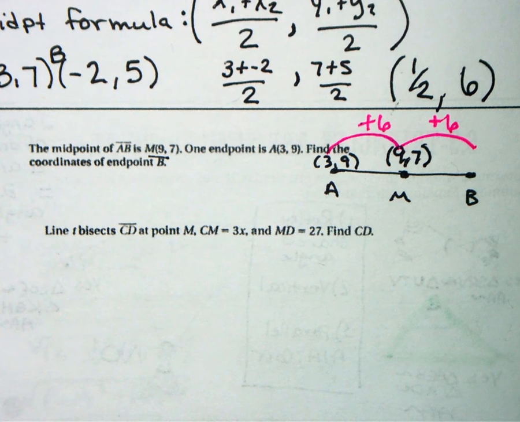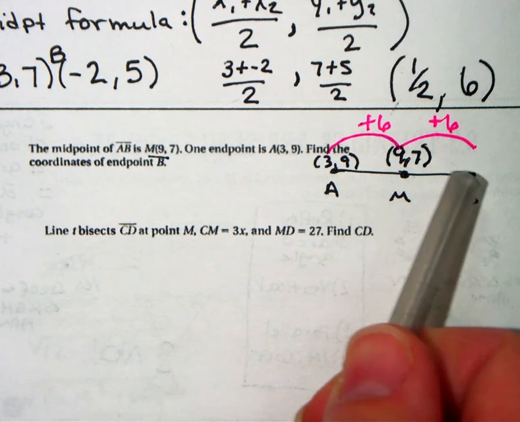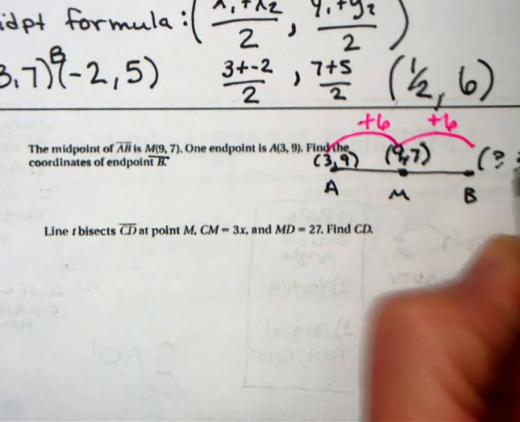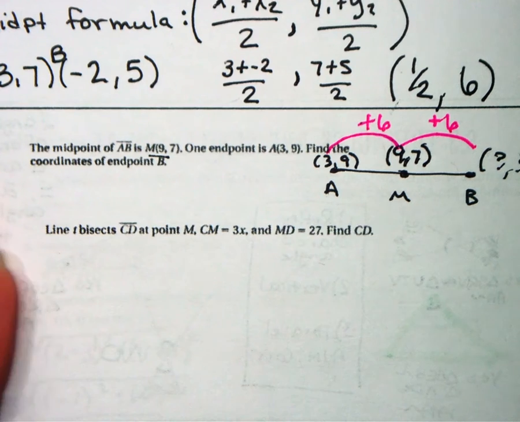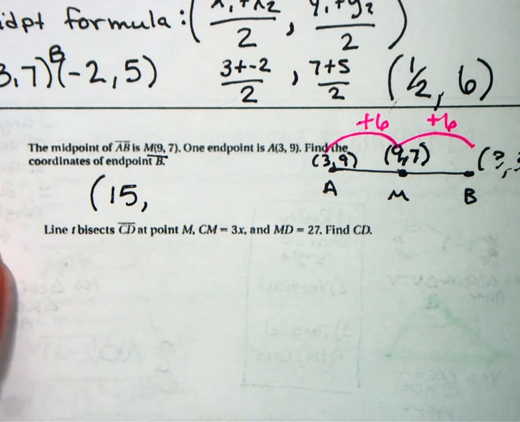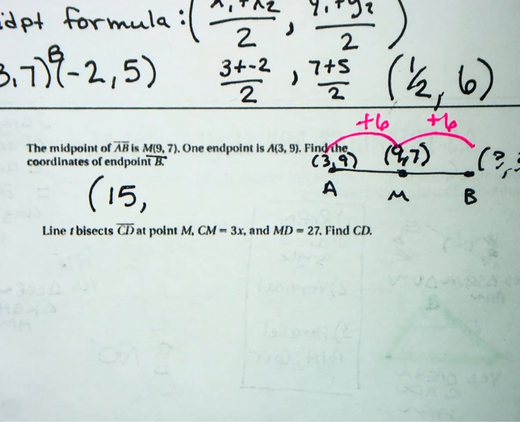Okay, so if I take 9 and add 6, my coordinate for B, this is what we're looking for. What are the coordinates for B? My first coordinate would be 15. Okay, and right there you can look through your multiple choice answers and cross out the ones that don't have a 15. Okay, now we do the second one.